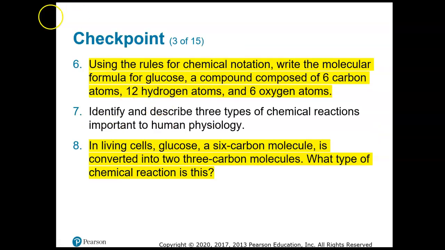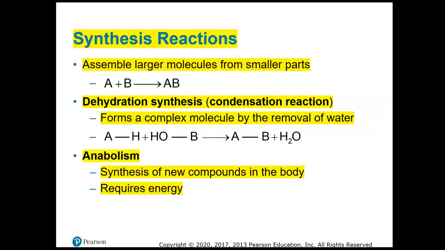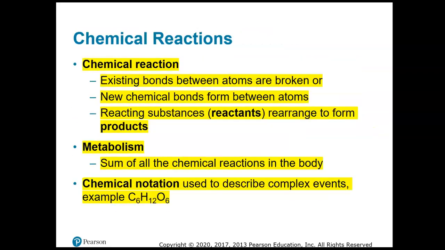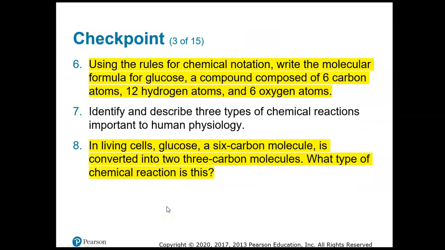All right, checkpoint question. Using the rules for chemical notation, write the molecular formula for glucose, a compound composed of 6 carbon atoms, 12 hydrogen atoms, and 6 oxygen atoms. Well, let's just go back to the glucose that's already here. C6H12O6.